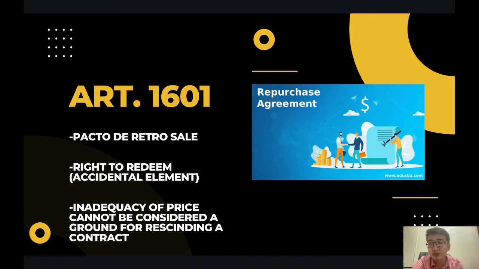Diba? If matandaan nyo before, in a normal sale, if there is an inadequacy of price, pwede siyang ground for rescission. But in this case, hindi pwede. Why? Because hindi siya normal na absolute sale. Instead, it is a pacto de retro sale. Okay?